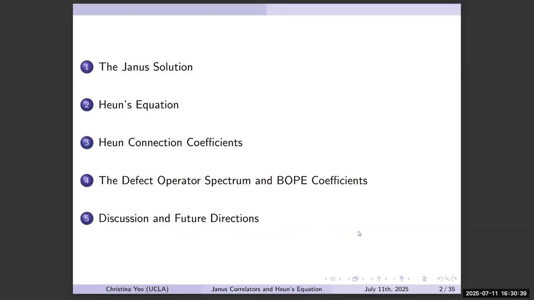I'm going to look at the simplest construction of the Janus solution, and then I'll also explain what Heun's equation is and how we get the connection coefficients, which is the data we'll need to calculate the 2-point correlators explicitly. And I'll tell you how we can read off the spectrum of the defect operators and the OPE coefficients using the expected form of these quantities. And I'll end with some discussion and future directions that would be interesting to go in.